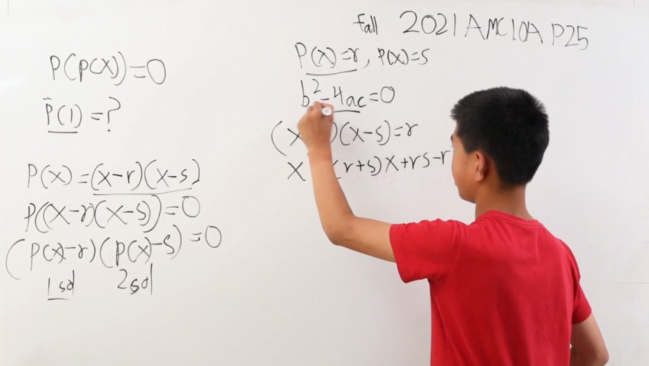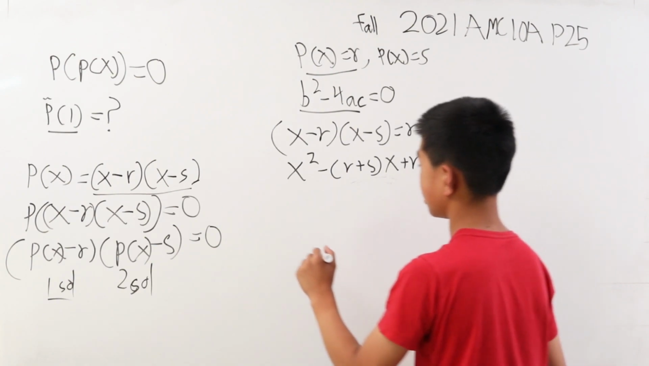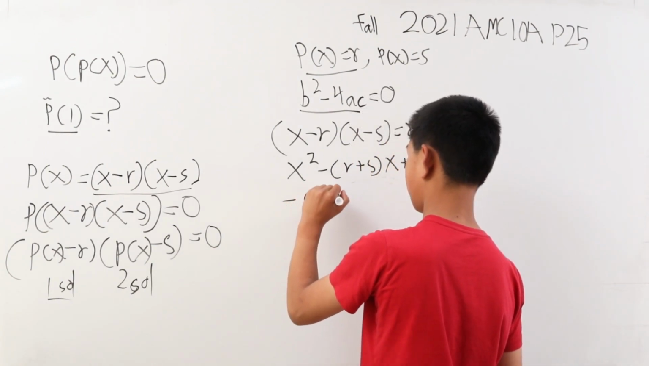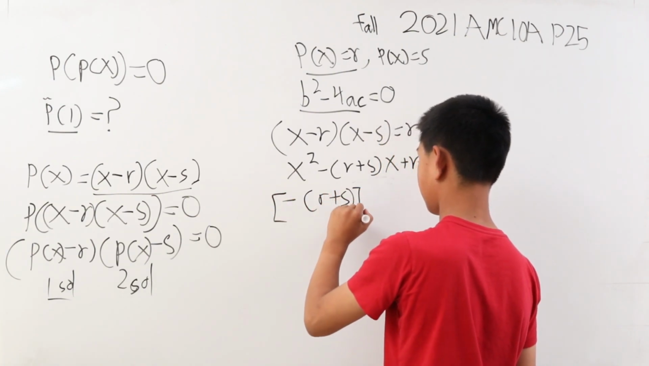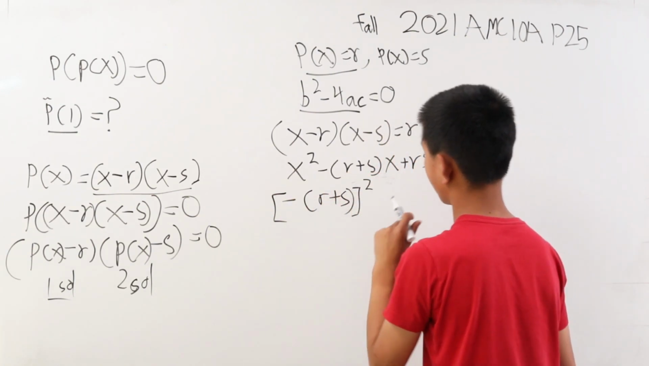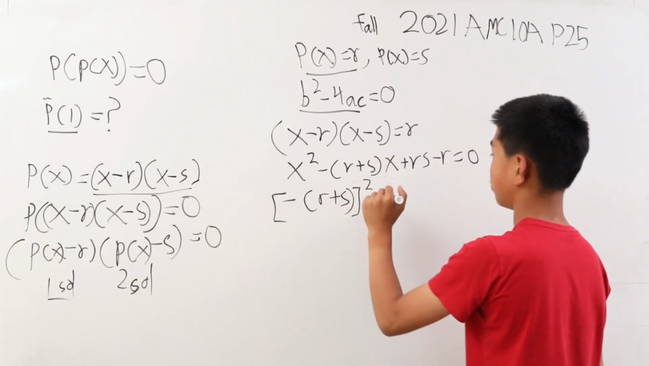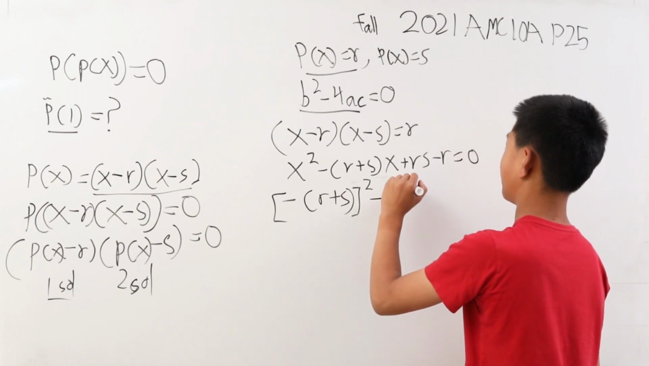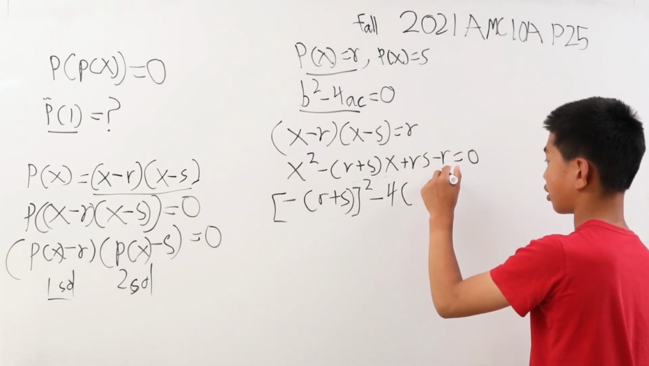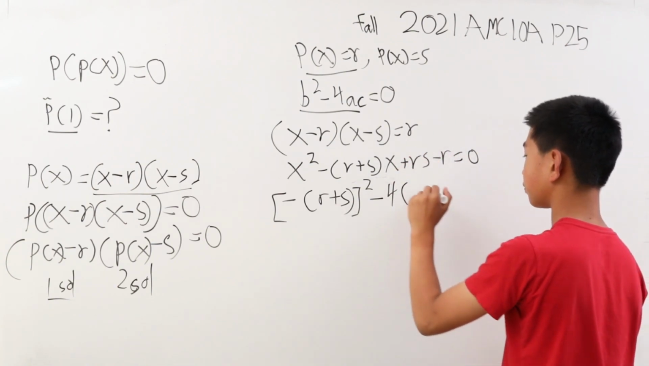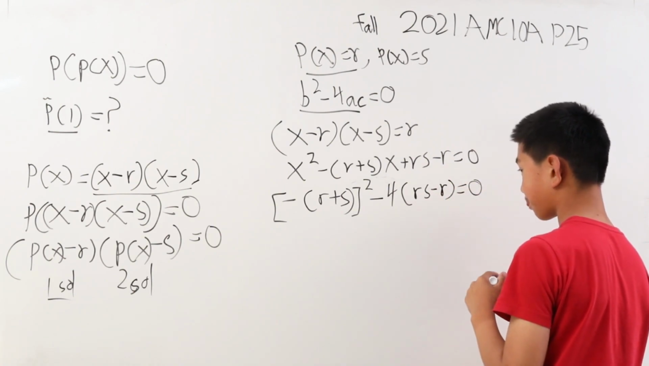Now we can really solve b squared minus 4ac. In this case, b squared minus 4ac is negative r plus s, squared, because this is the b here, the coefficient of x, and then this is minus 4ac. The coefficient a here is 1, so we just care about this here: rs minus r equals 0.